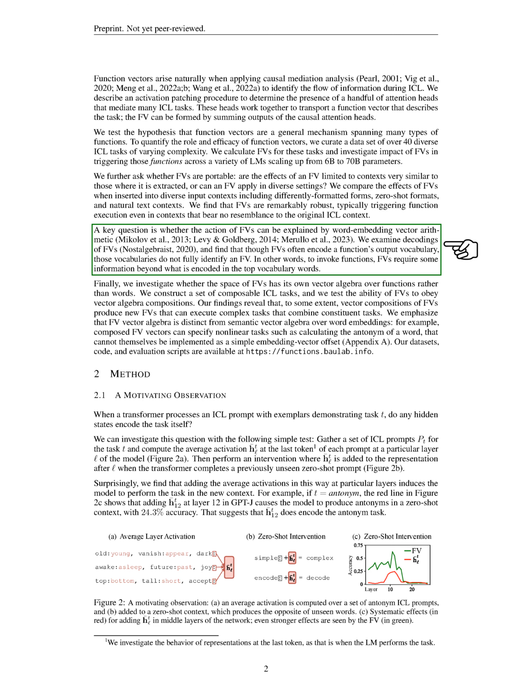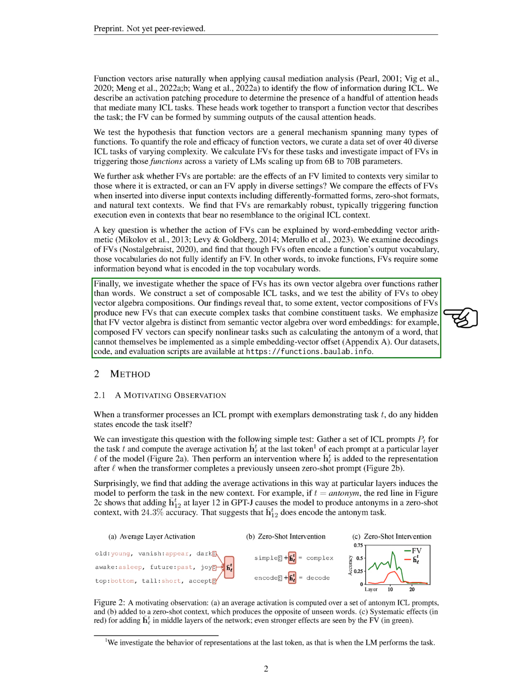Lastly, we investigate whether the space of function vectors has its own vector algebra over functions rather than words. We construct a set of composable ICL tasks and test the ability of function vectors to obey vector algebra compositions. Our findings reveal that, to some extent, vector compositions of function vectors produce new function vectors that can execute complex tasks that combine constituent tasks. We emphasize that function vector algebra is distinct from semantic vector algebra over word embeddings.